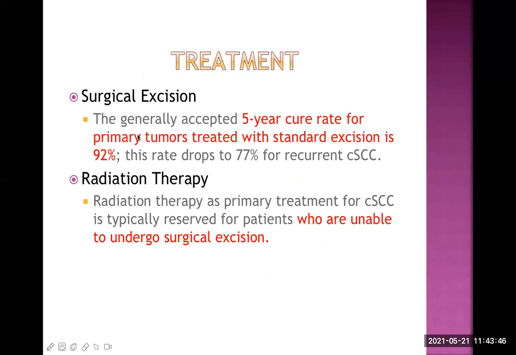Another way is surgical excision itself. See this? The generally accepted 5-year cure rate for primary tumor treated with standard surgical excision is 92%. This is a very good one. This is an excellent 5-year survival rate or cure rate here. And this rate drops to 77% for recurrent cutaneous squamous cell carcinoma. Probably metastasis has already occurred, so the chance is dropped.